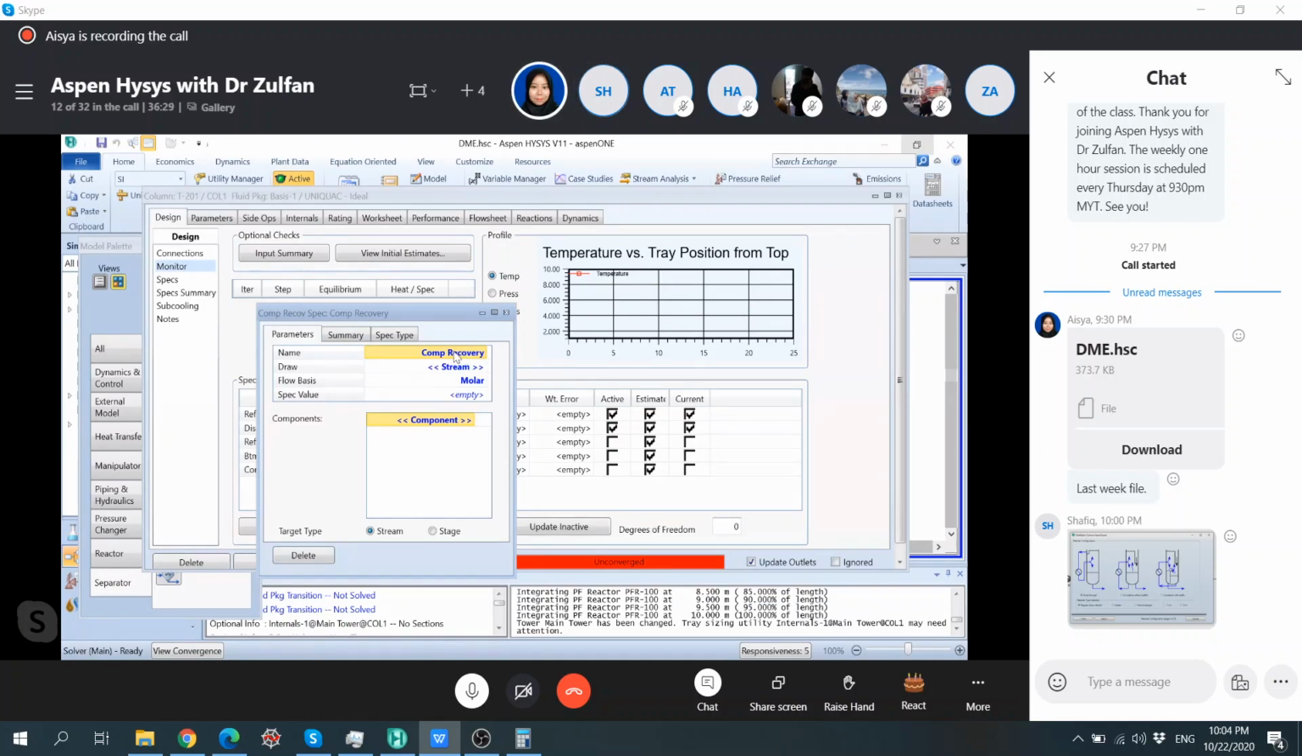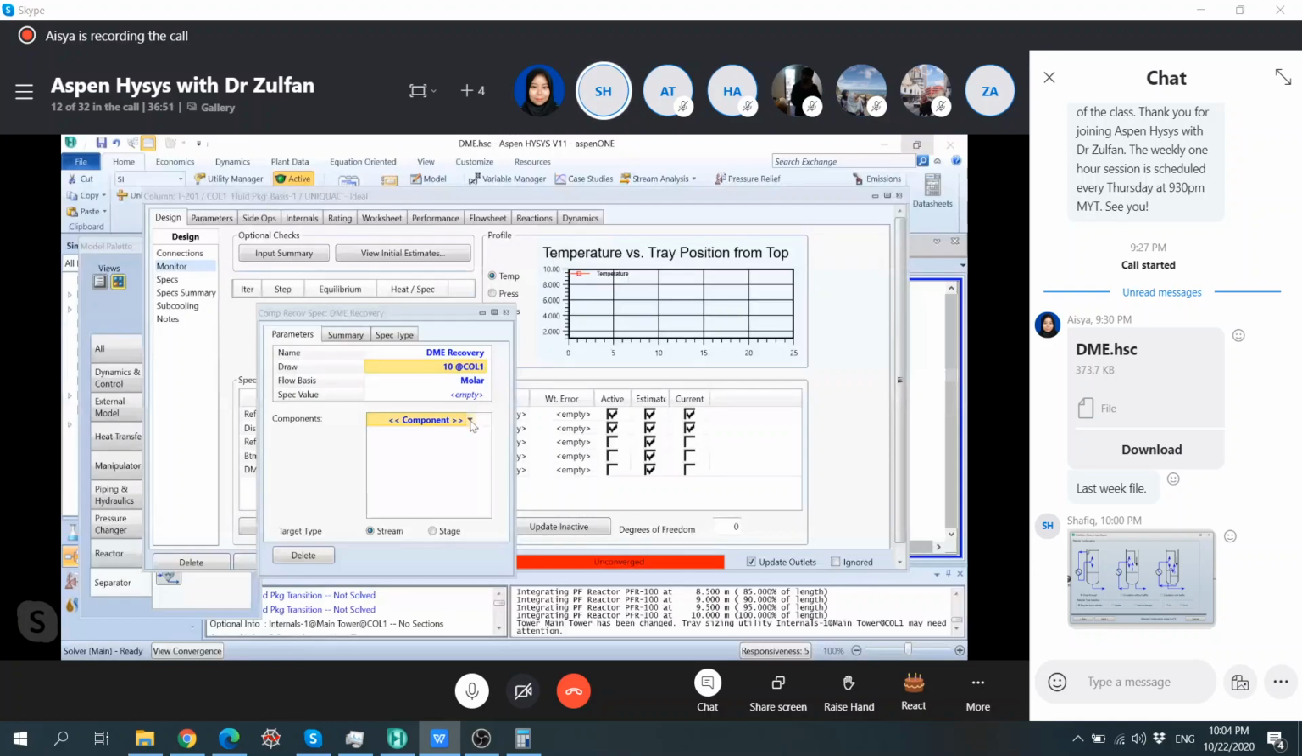Just type or double click. Yeah. And then it's going to be on which stream that we want to have the DME 99.9%. The top of the stream, the column, and then the flow basis is molar, right? Because we just calculated that in molar. You could do that in mass, up to you.